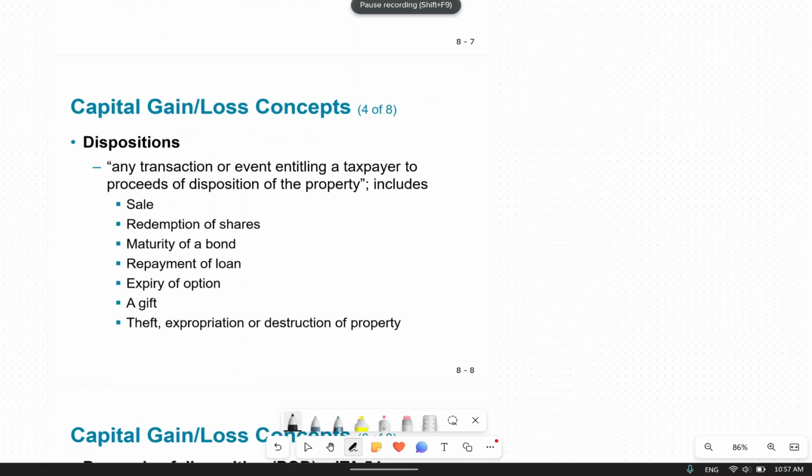Now when we think of a disposition, we call it a sale. Disposition is any transaction or event entitling a taxpayer to proceeds of disposition of a property. It includes a sale, a redemption of shares, maturity of bonds, repayment of a loan, or expiry of an option. These come under disposition, and these are some of the properties that come in.